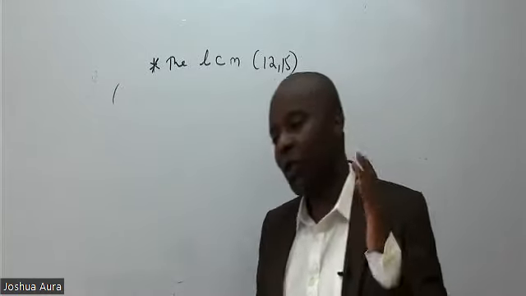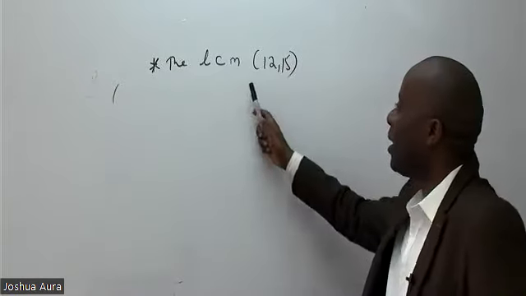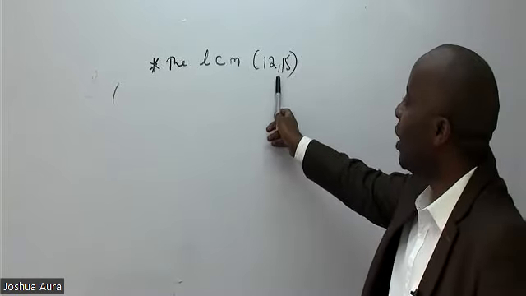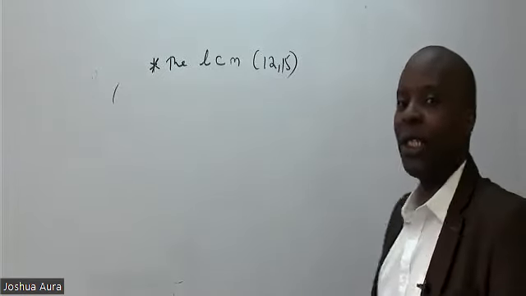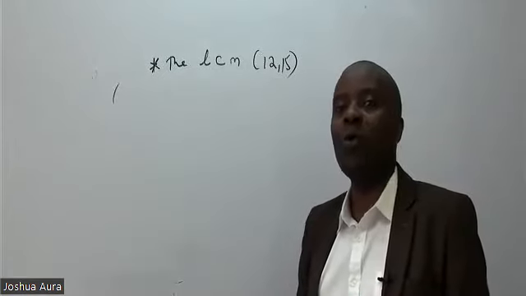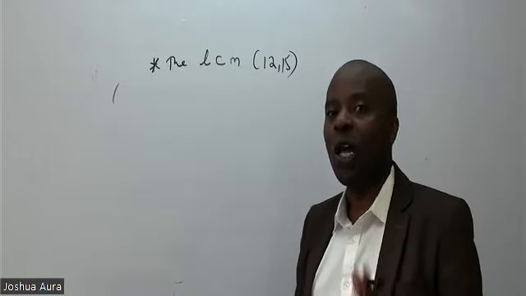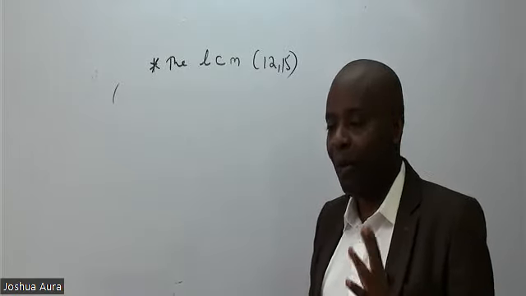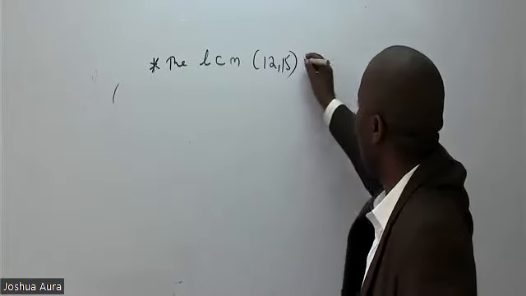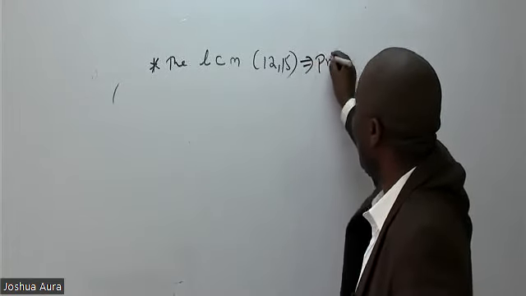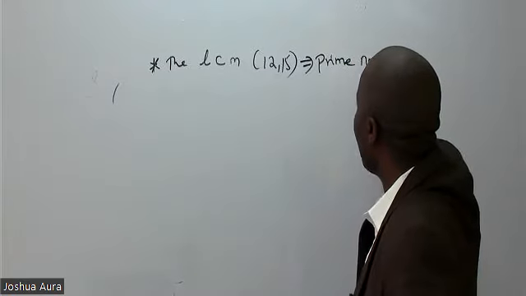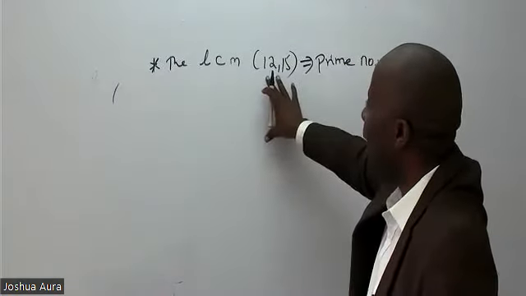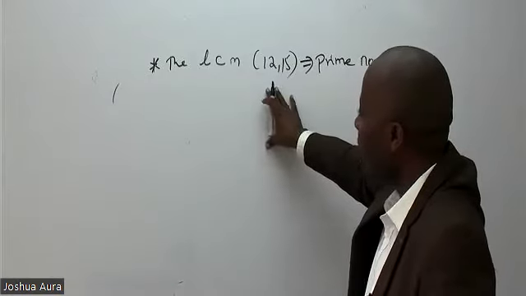I would want us to start right away by looking at the least common multiple of these two numbers, 12 and 15. For me to be able to get this least common multiple of 12 and 15, I would need to appreciate what we call prime numbers. It will be very important for us to know how to make use of prime numbers in ascertaining the LCM.